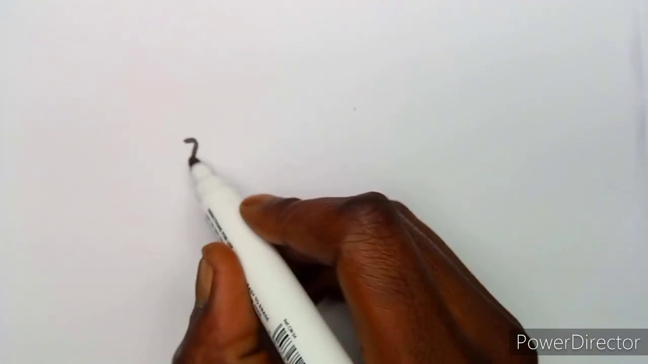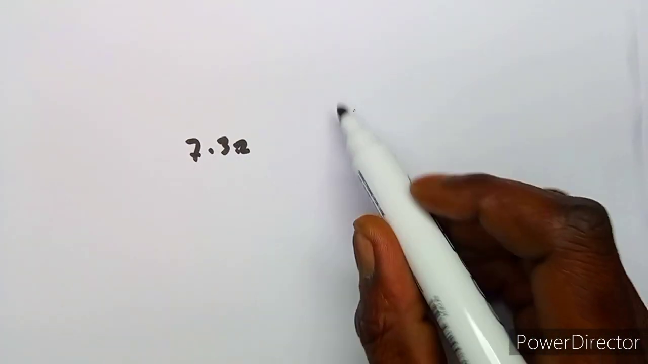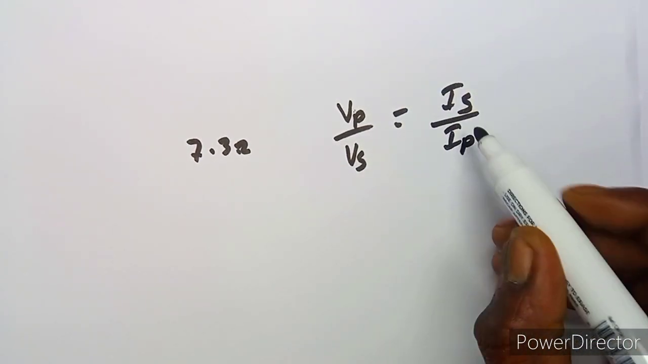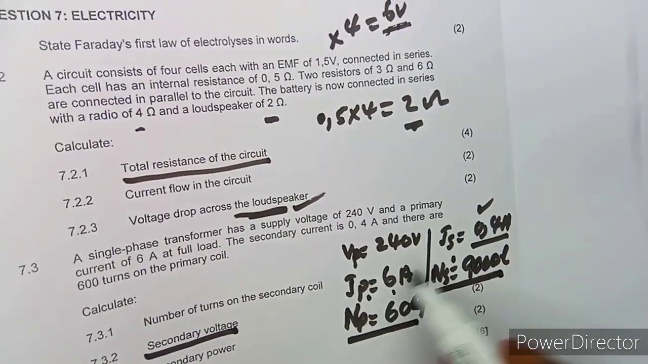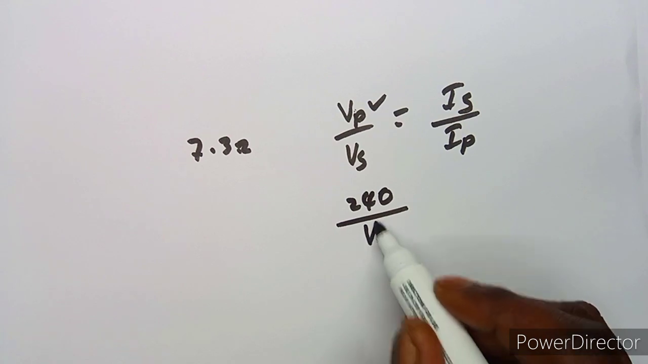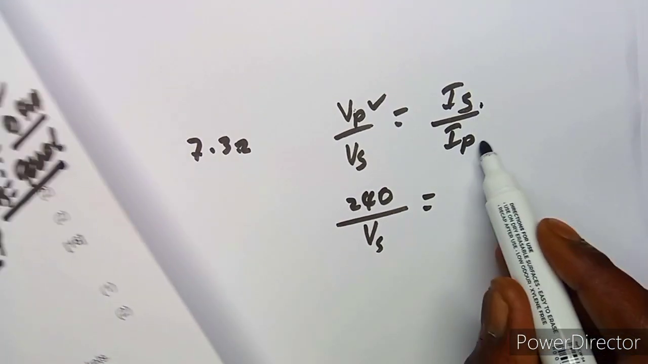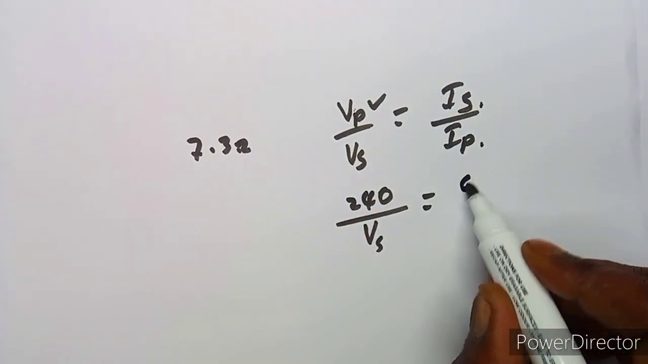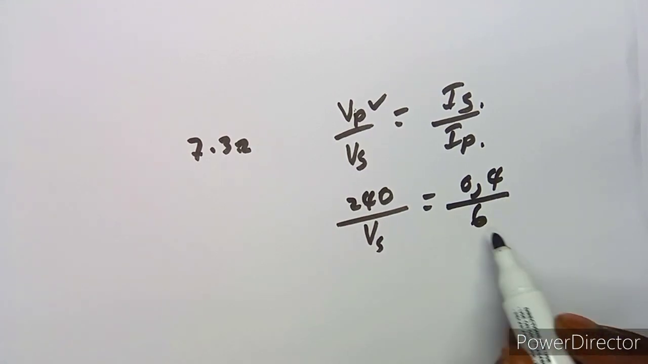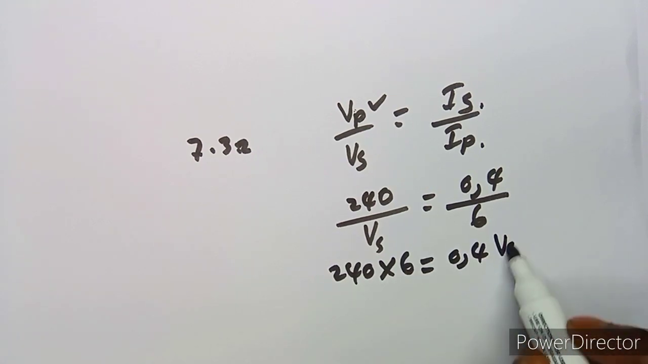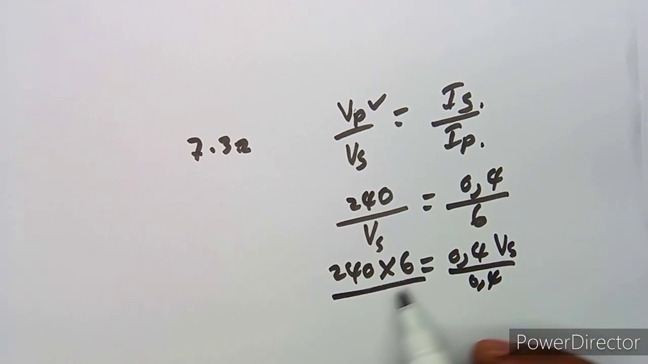Now we want to calculate the voltage in 7.3.2, which is now VP over VS. But remember, it changes when it comes to current, so it's IS over IP. VP, we've got it on the primary, which is 240, over VS, the one we want, which is the secondary voltage, is equal to IS over IP, 0.4 over 6. Cross multiply again: 240 times 6 is equal to 0.4 VS, then divide by 0.4 on both sides.